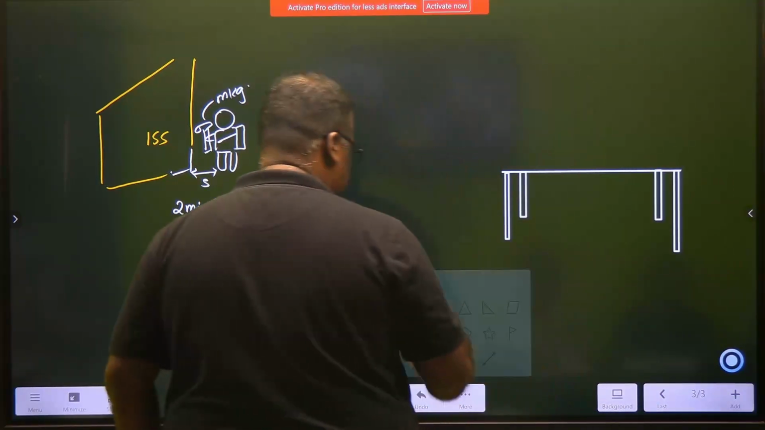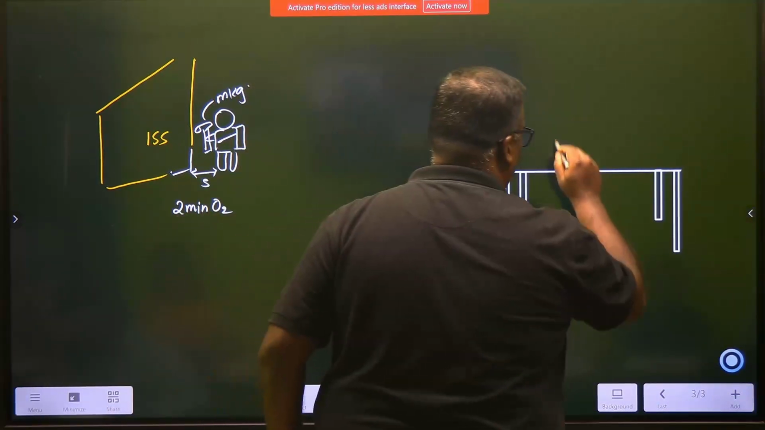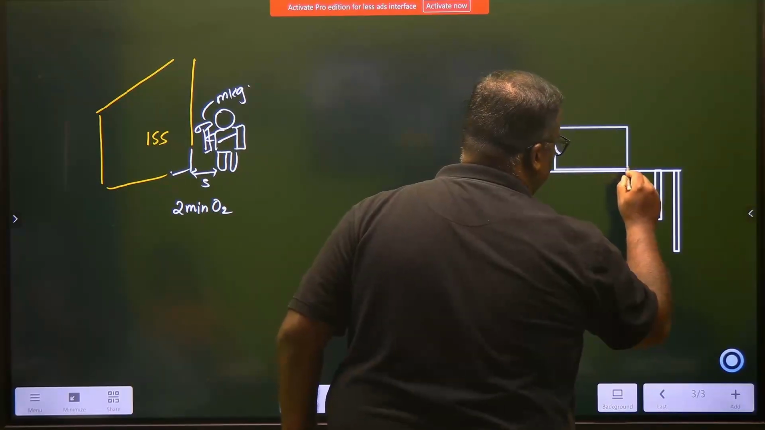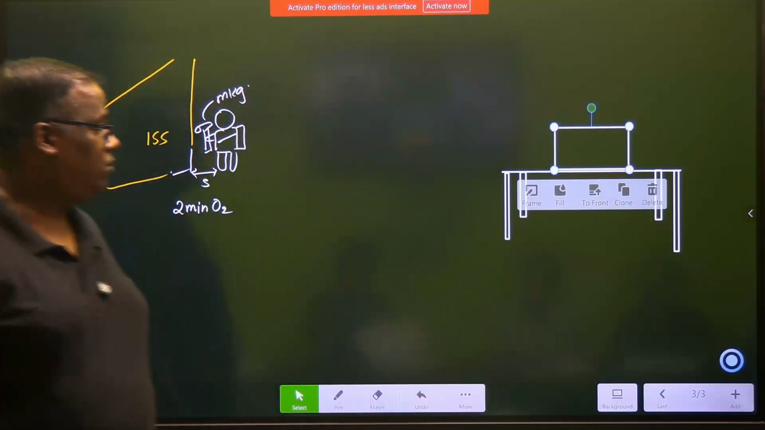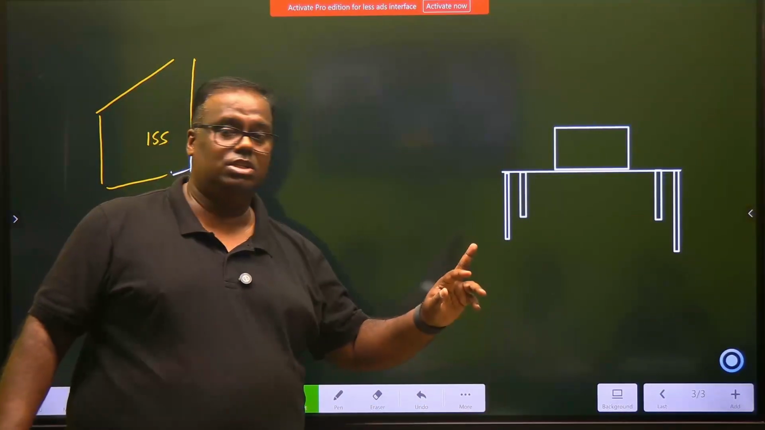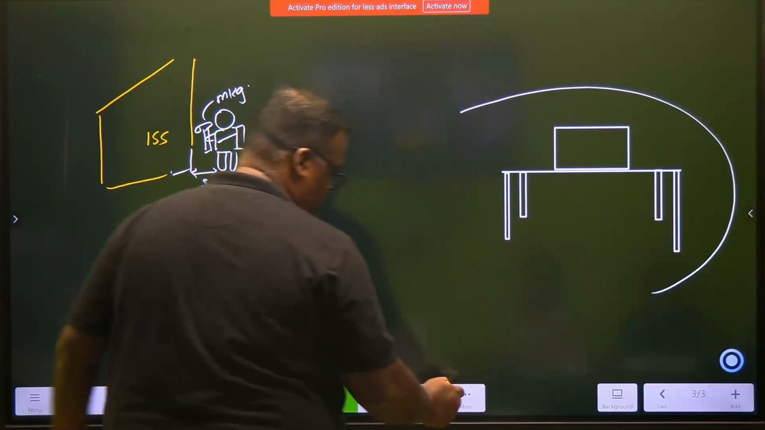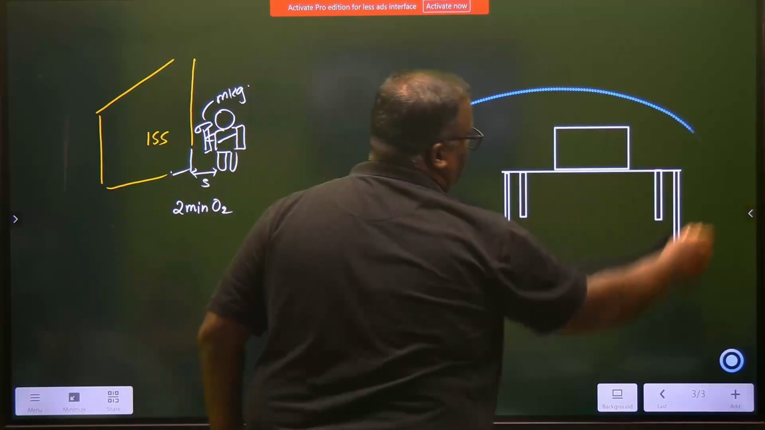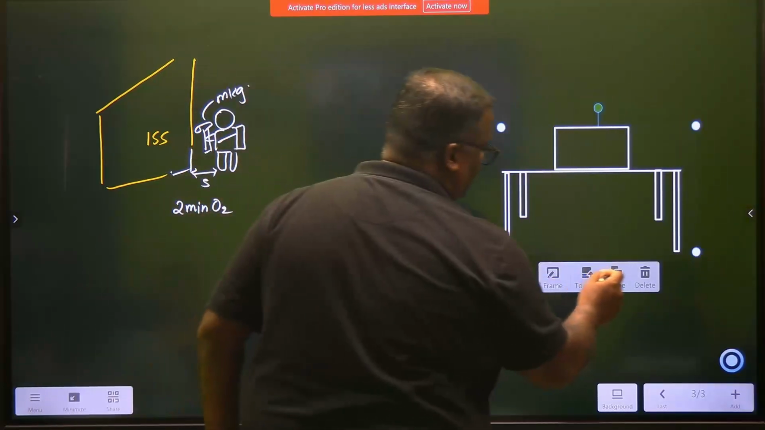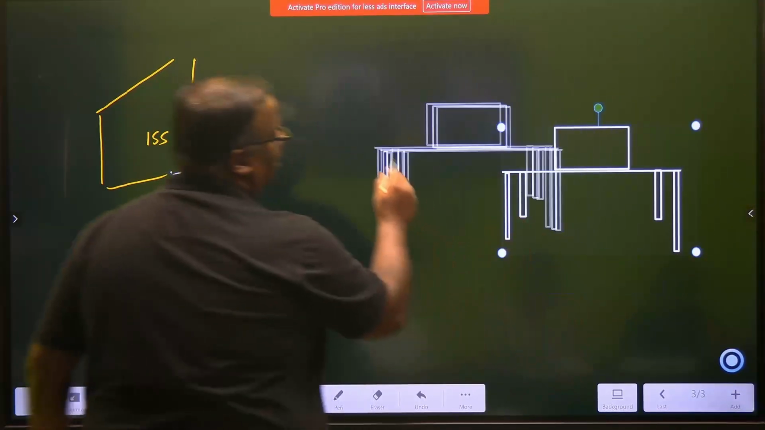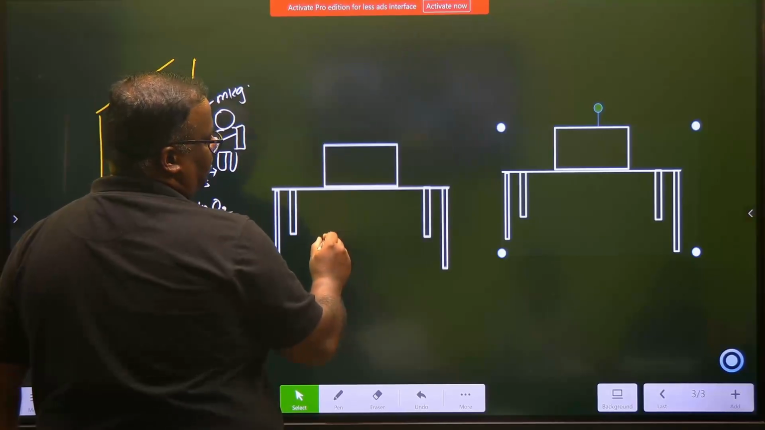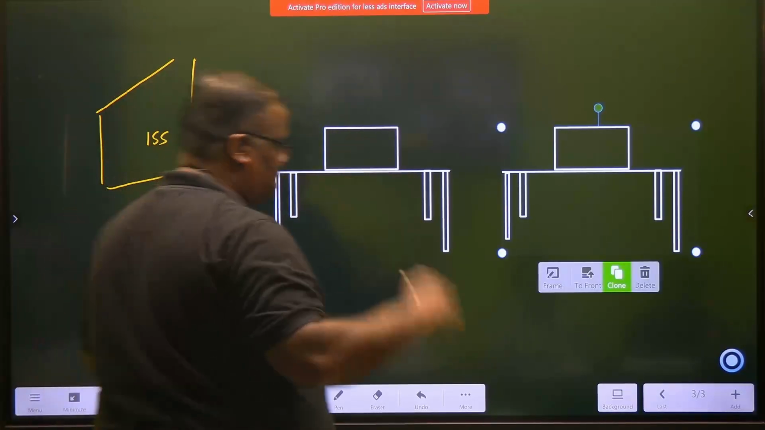On this tabletop, I have kept some object. If we have understood Newton's third law, we should be able to see two scenarios here in a proper manner. Let's see the two scenarios. I'll replicate this diagram also. So let's say this is one more diagram, and let's see the forces.